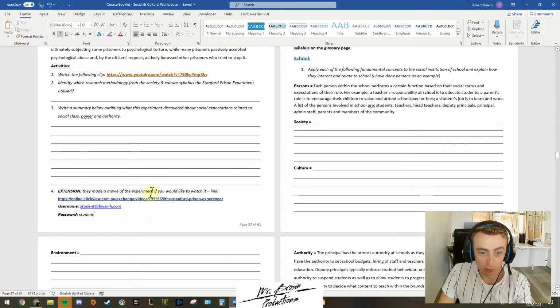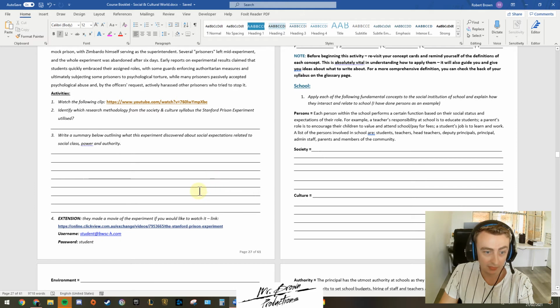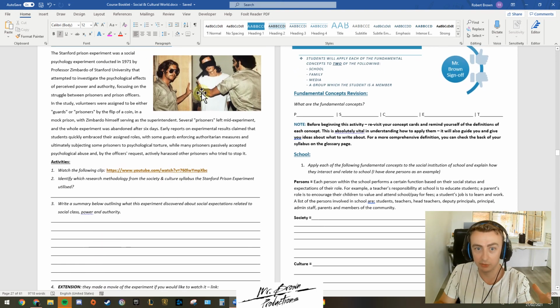Now, last but not least, there is an extension activity. They have made a movie of the experiment if you want to watch it. If you YouTube that clip there, you could probably find the trailer of the movie that they made. If you want to watch it that way instead, that's fine. But you can watch that movie through your ClickView account. The email and password's there if you want. If that doesn't work, let me know and I'll see what I can sort out. But you don't have to do that. That's just a bit of an extension, but it's a really good movie to watch. And again, it's based off this experiment.